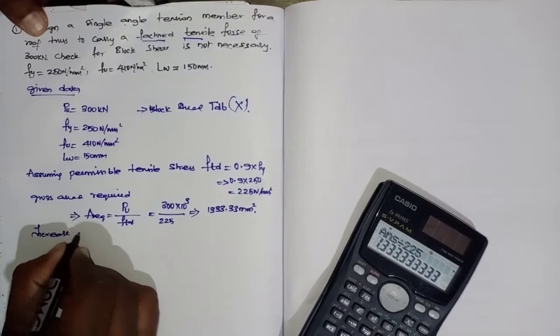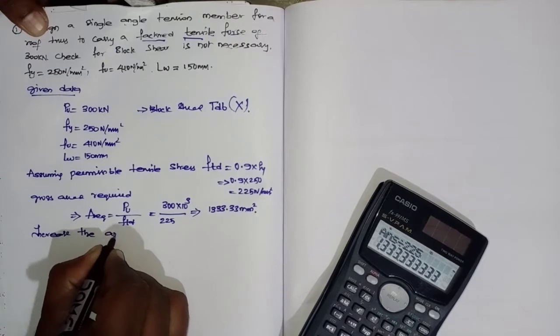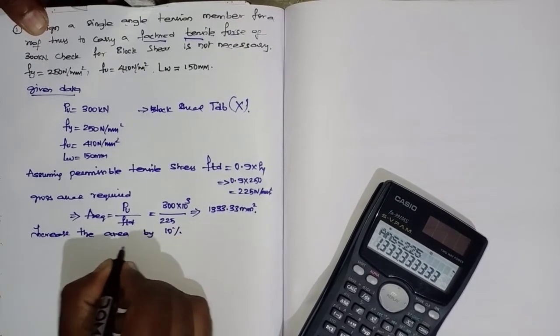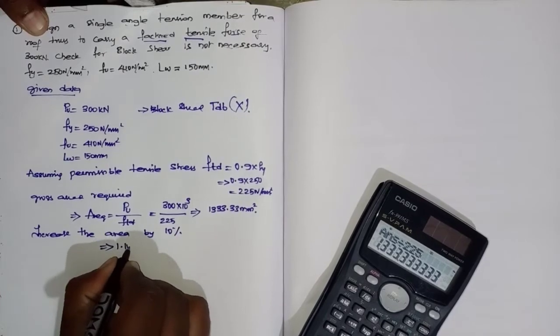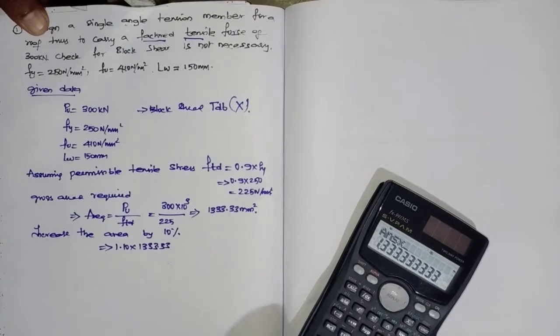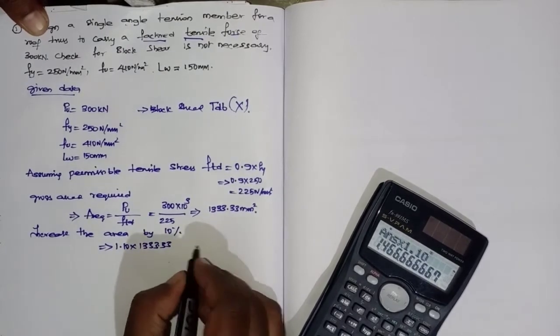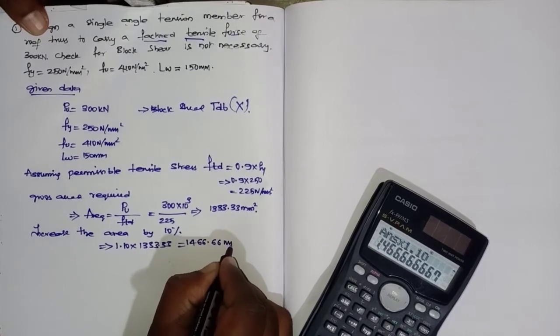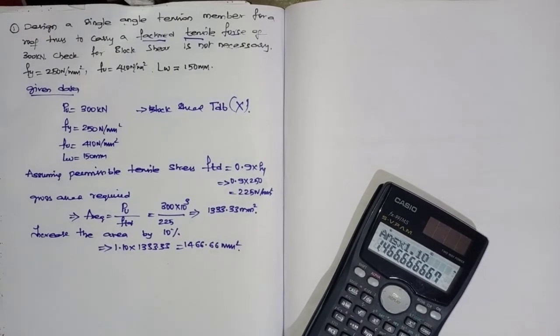Now increase the area by 10%. So how much will it be? 1333.33 into 1.10. So you are getting around 1466.66 mm square.